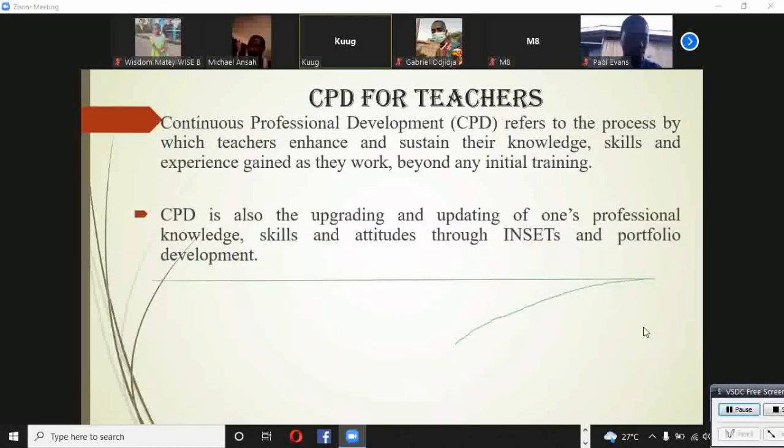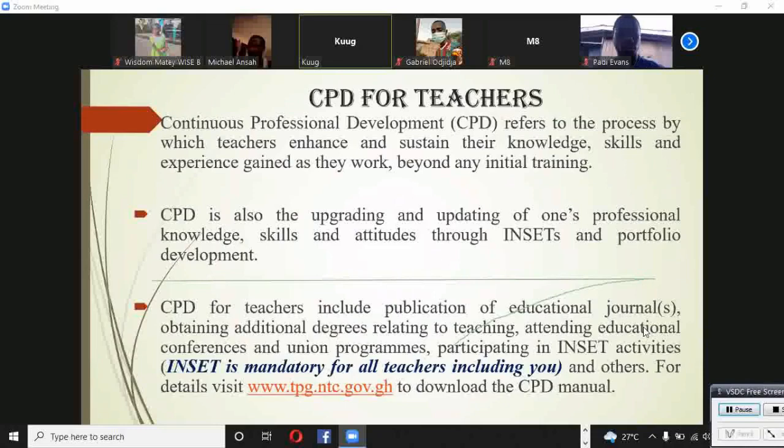CPD is the upgrading and updating of one's professional knowledge, skills, and attitude through research and portfolio development. CPD for teachers includes publication of educational journals, obtaining additional degrees related to teaching, attending educational conferences, union programs, and participating in INSET activities. Please note that INSET is mandatory for all teachers, including you and others. Further details have been provided at www.tpg.ntc.gov.gh. That is where we've uploaded the CPD manual for your reference.